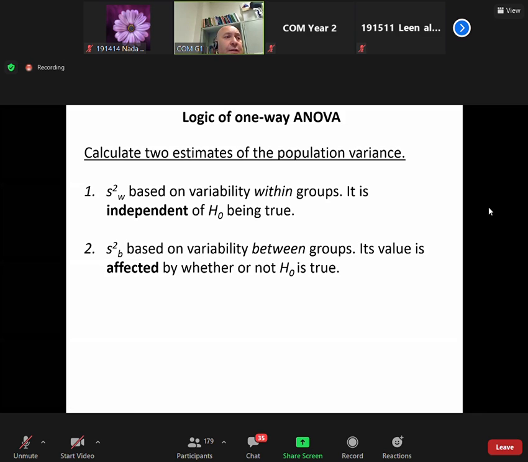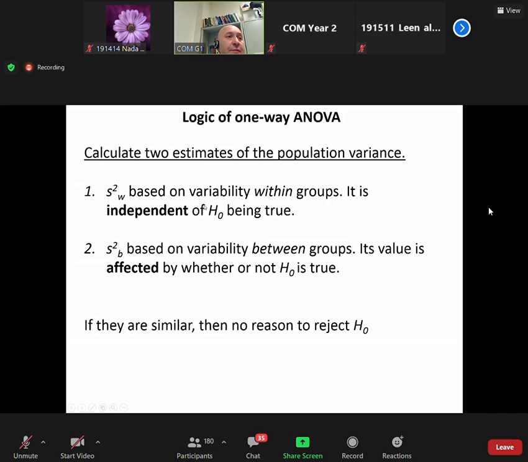In contrast, the estimate that we get for the between variance, so this is S squared B, for the between groups variance, is based on the variability between groups. And this value is affected by whether or not the null hypothesis is true. So if the null hypothesis is false and there are differences between the means, then this estimate will be large, okay?